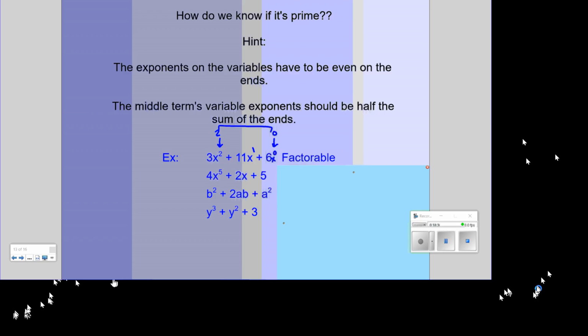Now, if for some reason there are not factors of 3 times 6 that add up to 11, okay, then maybe it would be prime from there. But by the variables, this one would be factorable.